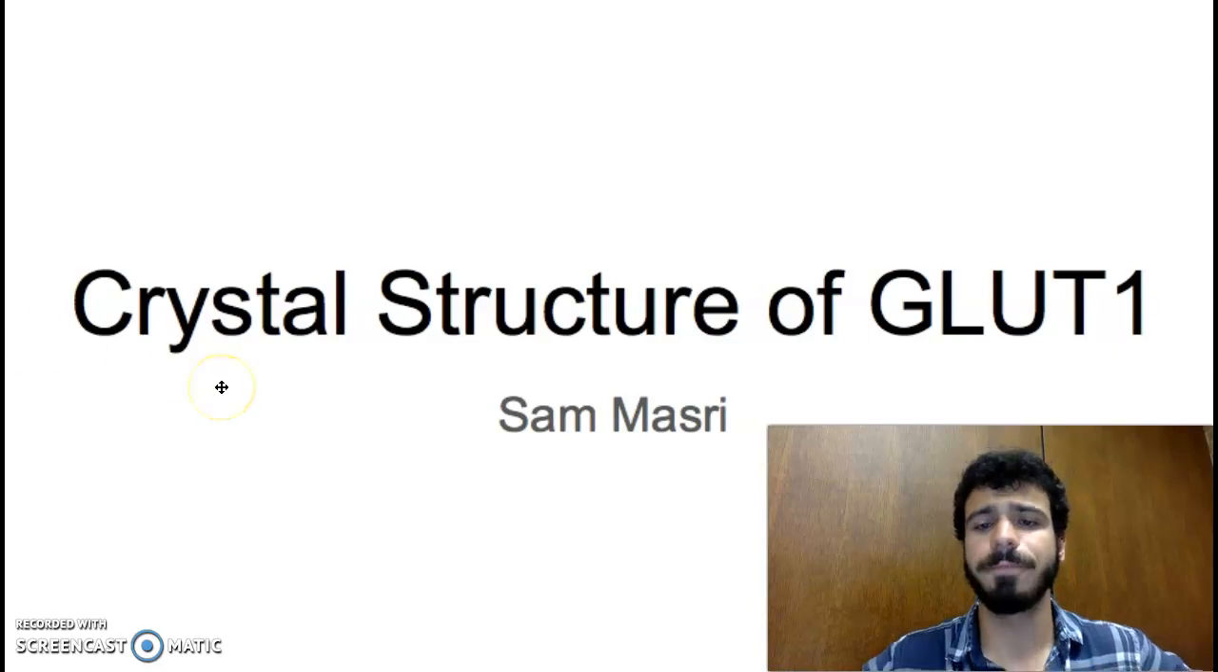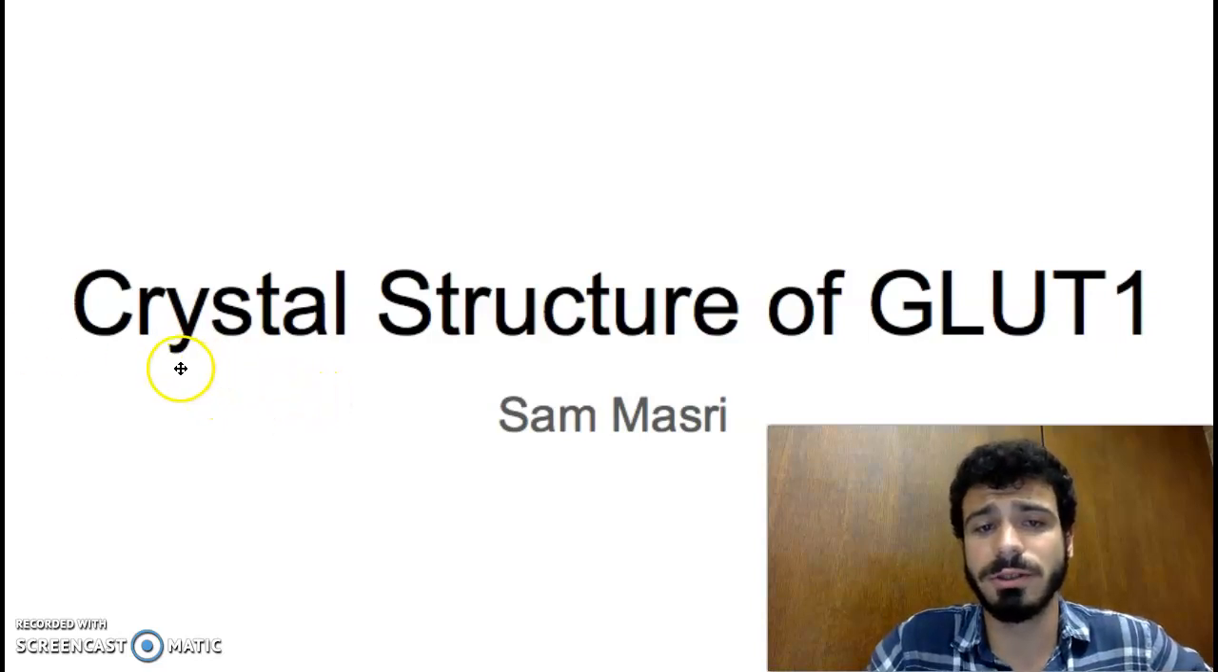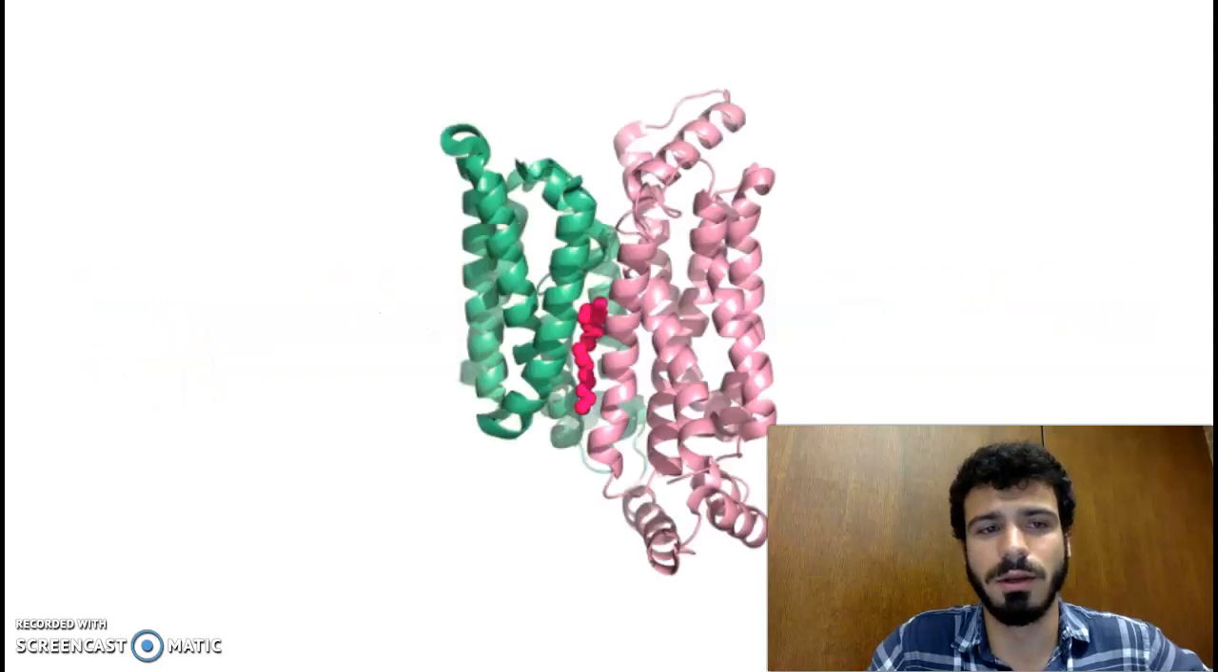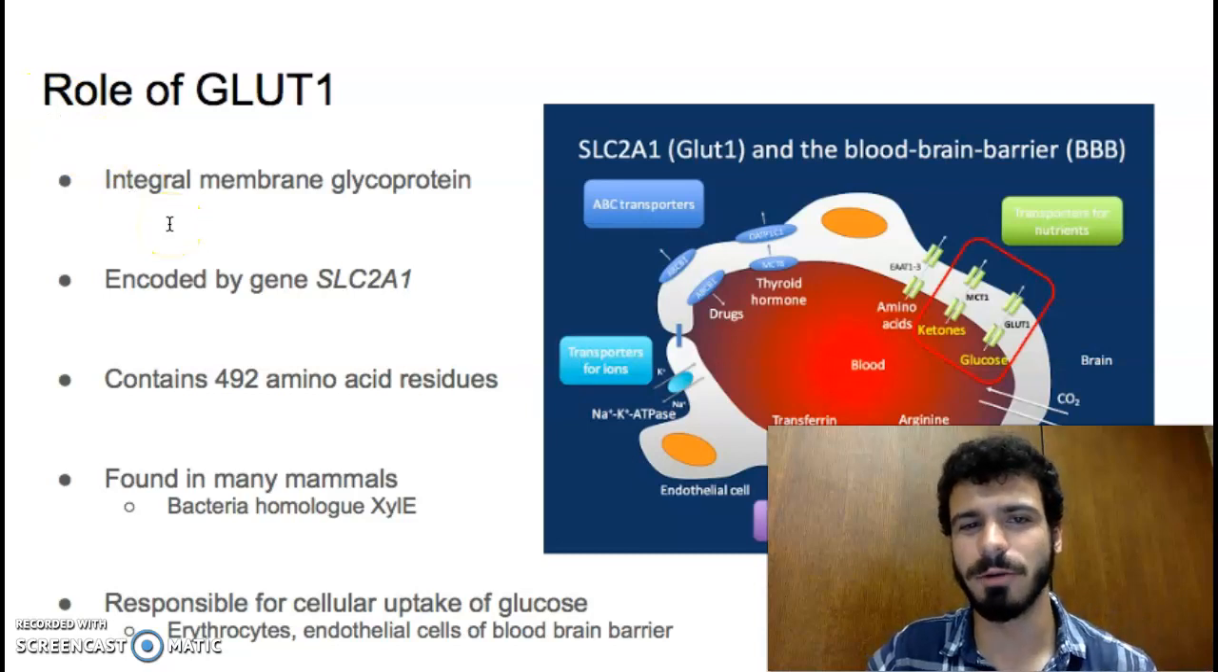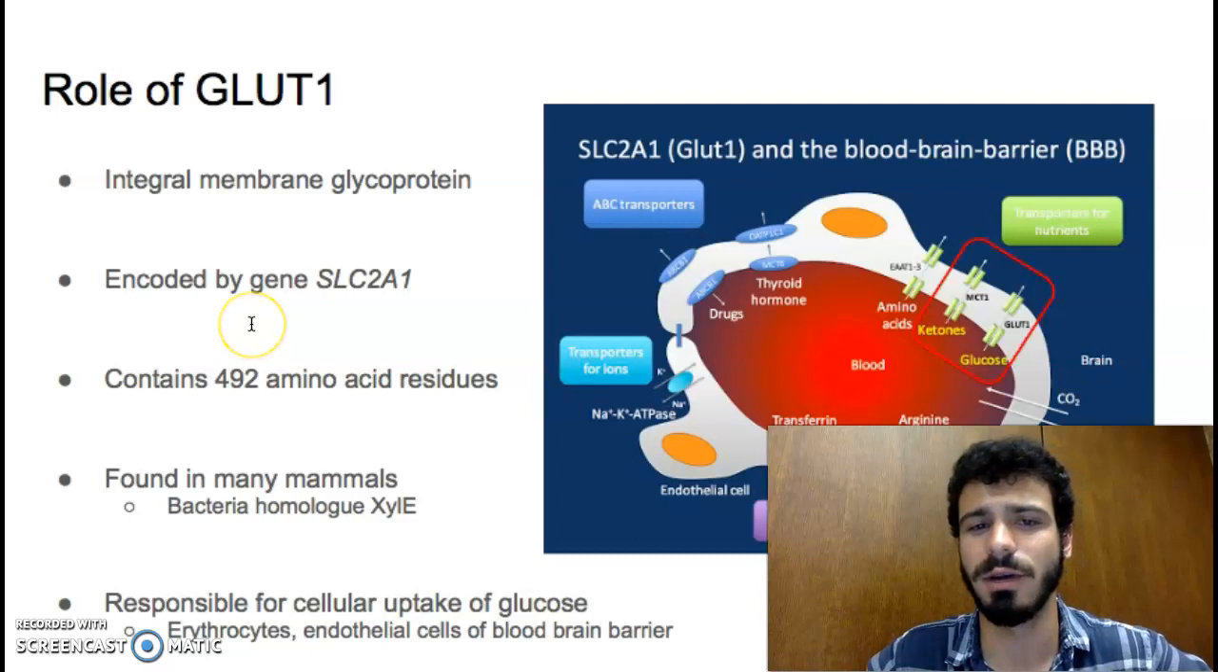Hi, I'm Sam Mosseri, and I will be going over a study which investigated the crystal structure of the GLUT1 protein. So, what is GLUT1? GLUT1 is an integral membrane glycoprotein, which is encoded by the gene SLC2A1 and contains 492 amino acid residues.